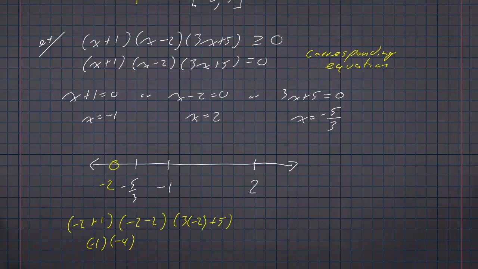3 times -2 is -6. -6 plus 5 is -1. -1 times -4 is +4, times -1 is -4 again. And we're looking for places where we come out greater than or equal to 0.